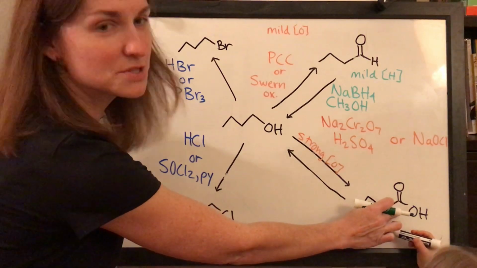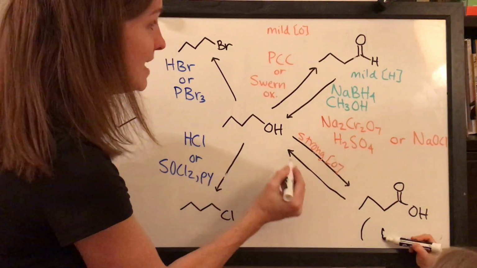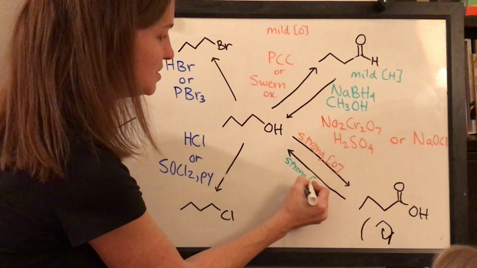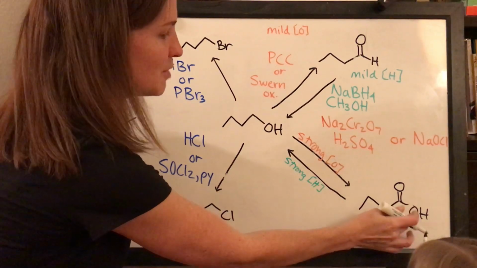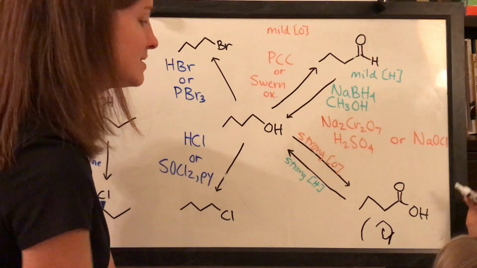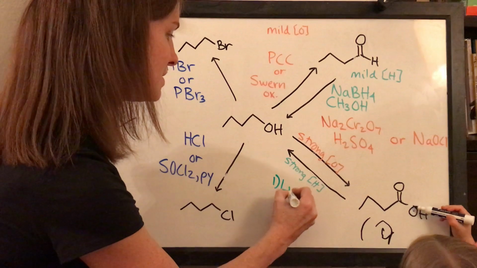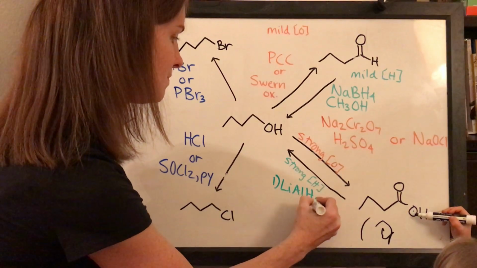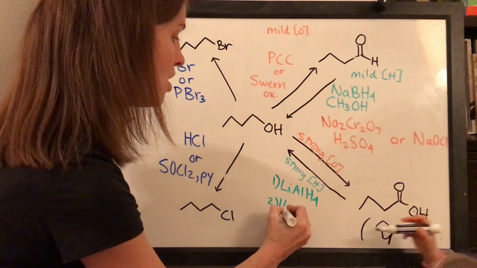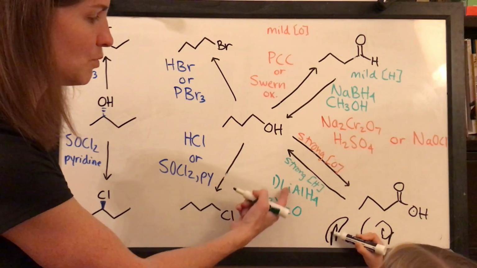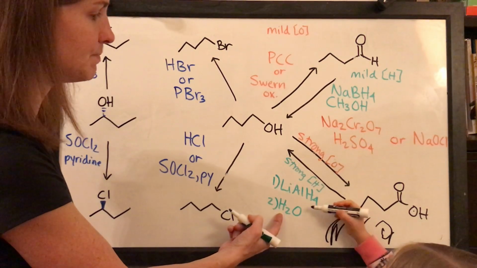If I want to reduce a carboxylic acid down to an alcohol, I need a strong reducing agent because carboxylic acids are less reactive than aldehydes. So here the best choice would be, well, I only have one choice, lithium aluminum hydride. And then I'm going to add water to protonate at the end. It's so reactive that I can't add the water in the same step.